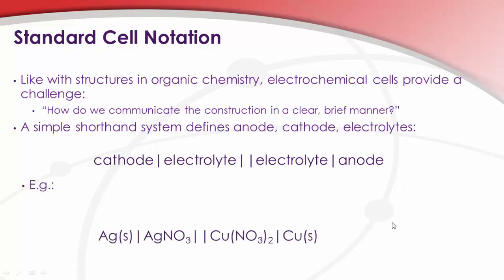So for example, our reaction involving silver and copper that we used a few seconds ago as an illustration, well, this is it here. This is the equivalent of that picture, showing the electrolytes and both electrodes in just a few keystrokes. Now we can also do things like include concentrations for these electrolytes as well in this notation.